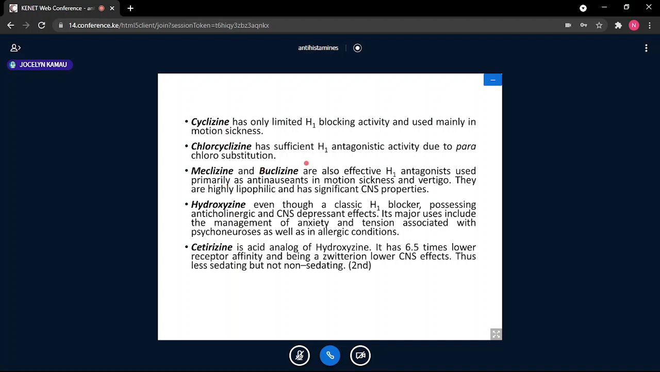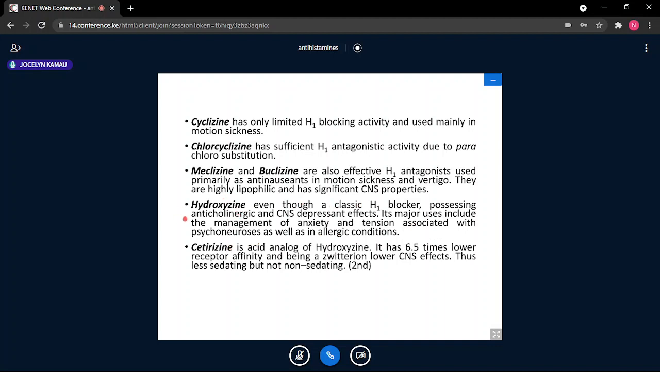Buclizine has a butyl substituent plus a benzyl group. Meclizine has a methyl substituent plus again a benzyl group. Much, much higher lipid solubility, but they are also effective H1 antagonists. Hydroxyzine, even though a classic H1 blocker possessing anticholinergic and CNS properties, has its major use in the management of anxiety and tension associated with psychoneurosis as well as allergic conditions.